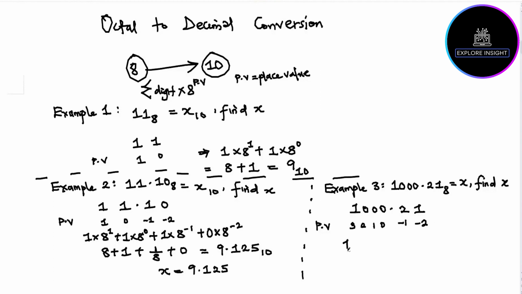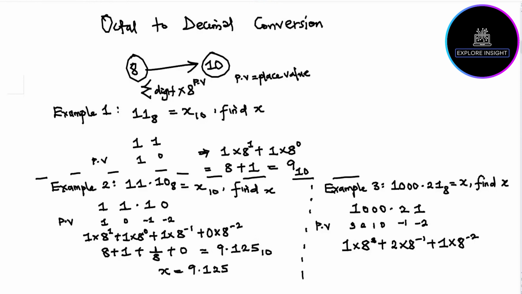So that is 1 times 8 raised to the power 3 plus 2 times 8 raised to the power -1 plus 1 times 8 raised to the power -2. So this is what I used for here. This is what I used for here. And this is what I used for here.